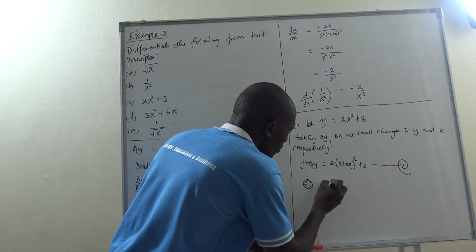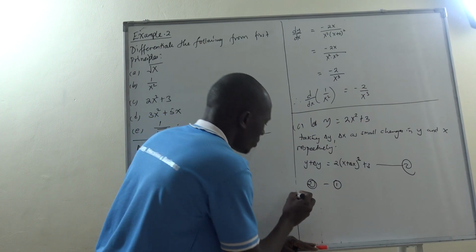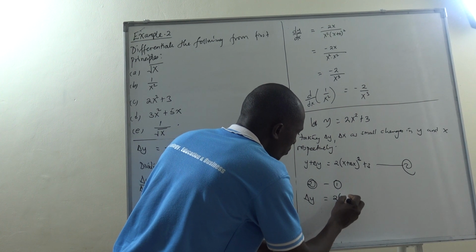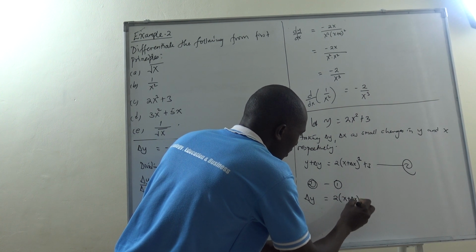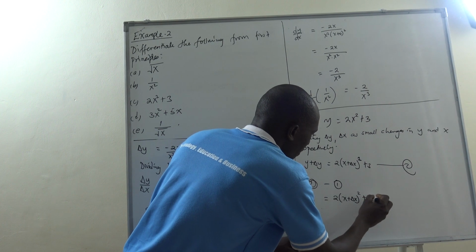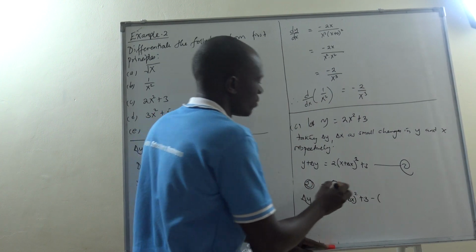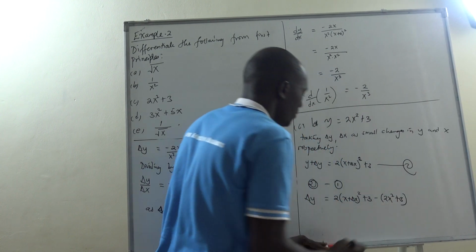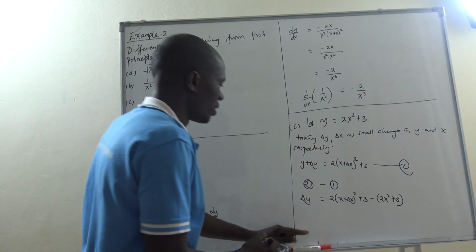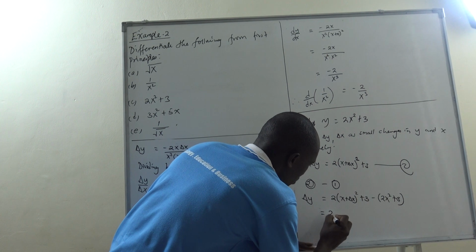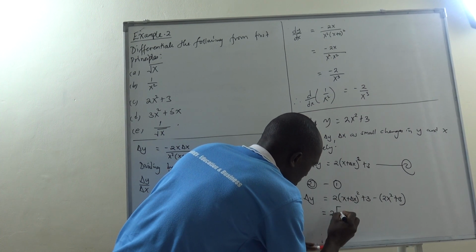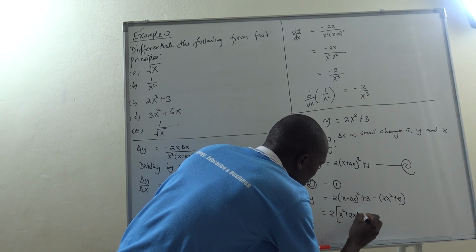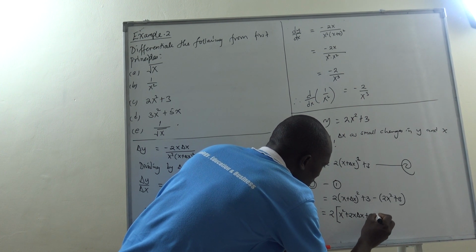Then from there we say equation 2 minus 1. So what are we going to remain with? We're going to remain with delta y equals 2 into x plus delta x, the whole of it squared, plus 3 minus, the first one is 2x squared plus 3. So can we go ahead and try to expand? So this is 2 into, expand, we are getting x squared plus 2x delta x plus delta x squared.